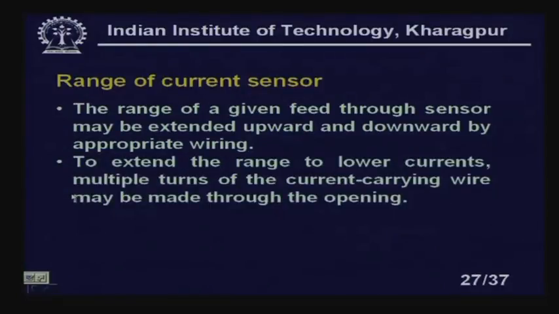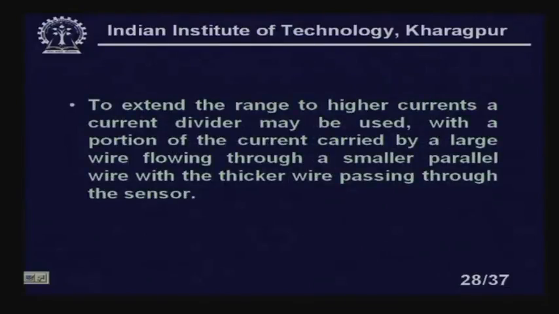To extend the range to lower currents, multiple turns of the current-carrying wire may be made through the opening, because there is an opening through which the current passes through the sensor. To extend the range to higher currents, a current divider may be used, with a portion of the current carried by a large wire flowing through a smaller parallel wire passing through the sensor. It is the same principle as a shunt, but it is not very popular in that sense.